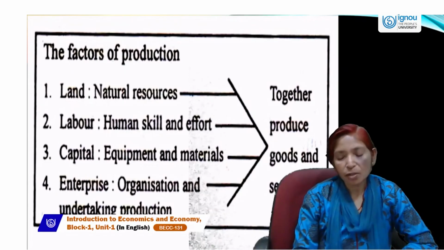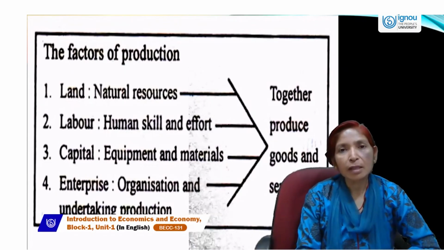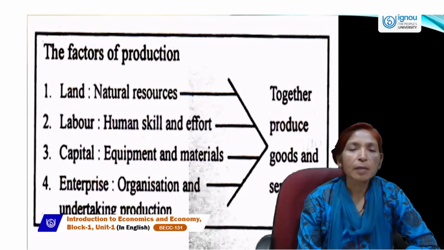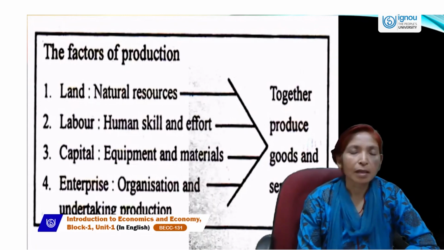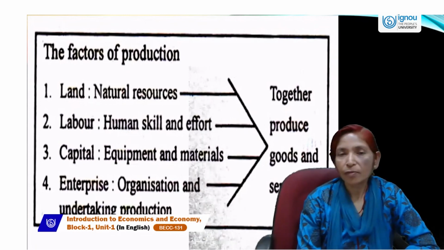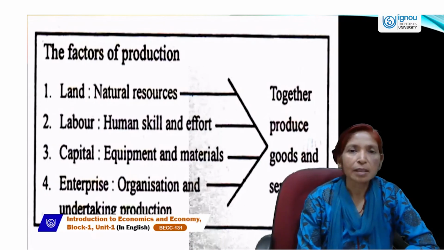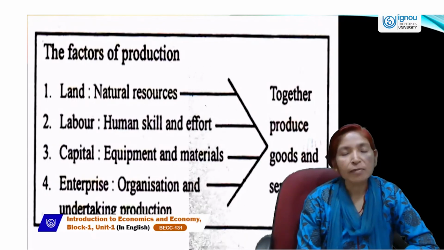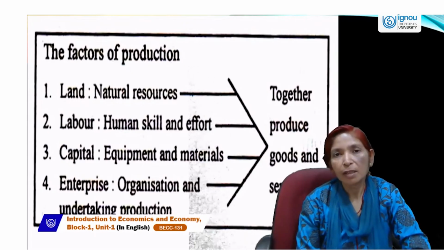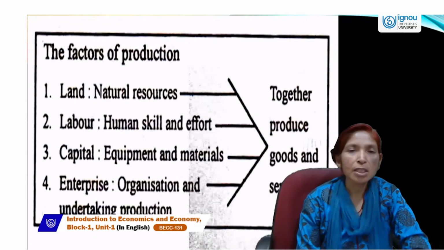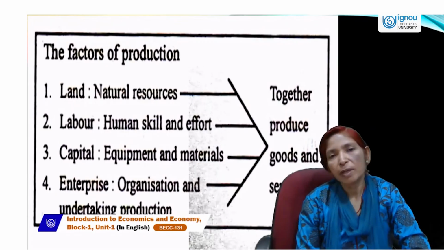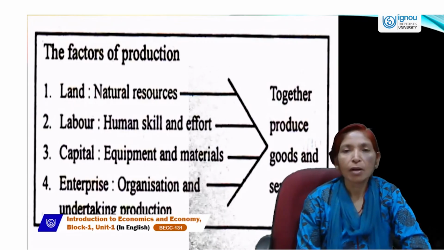So these four factors of production are very necessary for producing any type of goods and services in a country. Without these four factors of production, we can't produce any type of goods and services. And these factors are always available in limited quantity in each and every country, whether it is developed, developing, or underdeveloped.